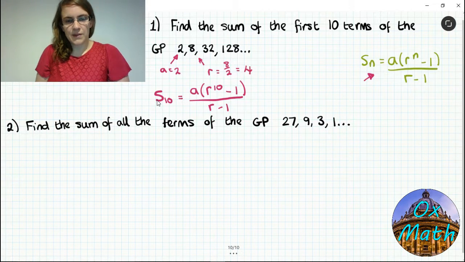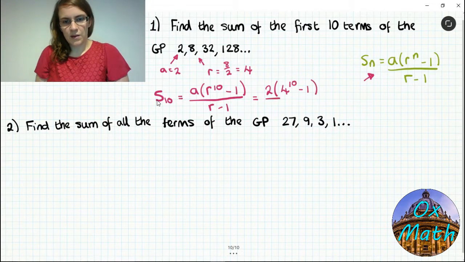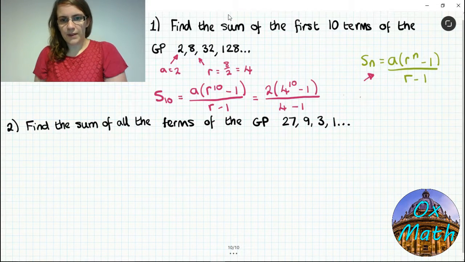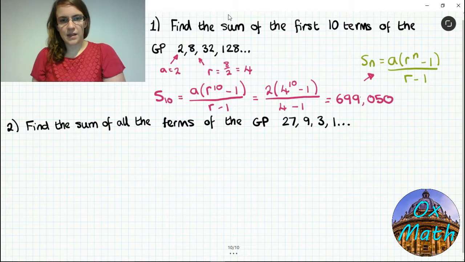8 divided by 2 is 4, and just double check. 2 times 4 is 8, times 4 is 32, times 4 is 128. So plug your numbers in. 2 times 4 to the power 10 minus 1 all over 4 minus 1. If you plug that all into your calculator, you get 699,050. So it is actually a huge number in just 10 terms, but that is because every single term is getting 4 times bigger, so they get bigger very, very quickly.